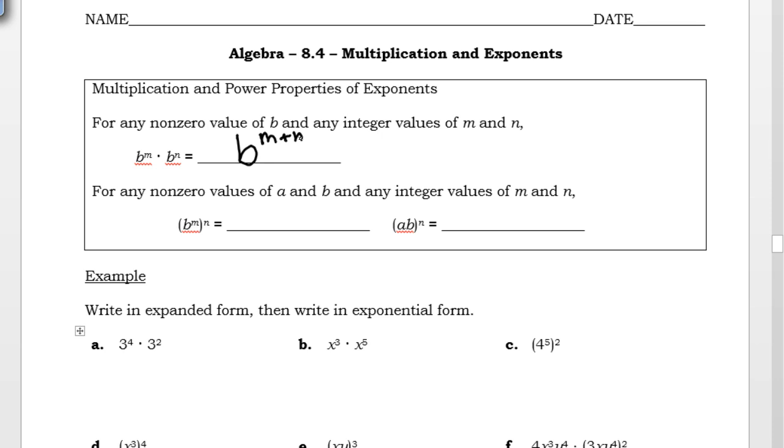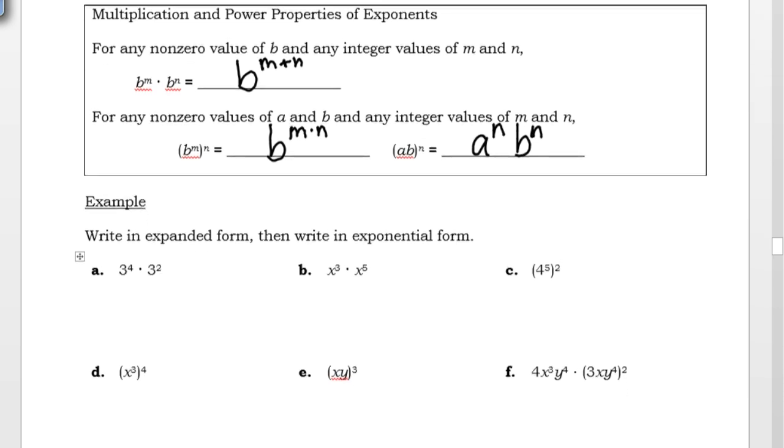Now we have two different power rules for any non-zero values of bases a and b, and any integer exponent values of m and n. If I have a power raised to another power, I will multiply those together. And if I have a product being raised to a power, a times b to the power of n, I need to essentially distribute that power. That power is going to go to both pieces.